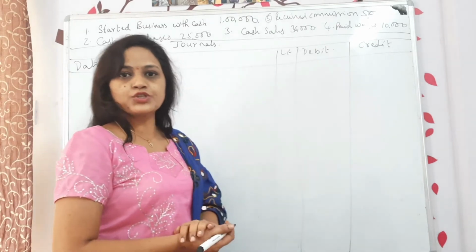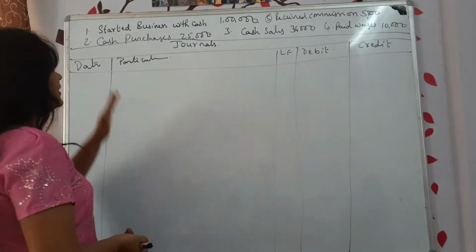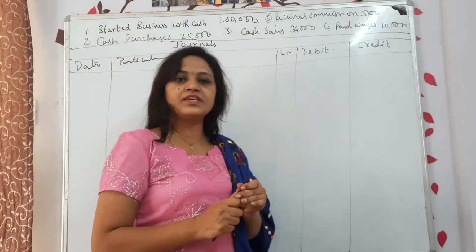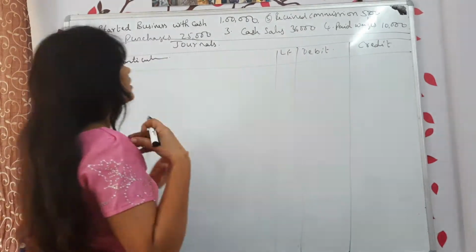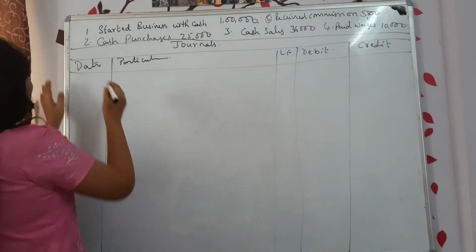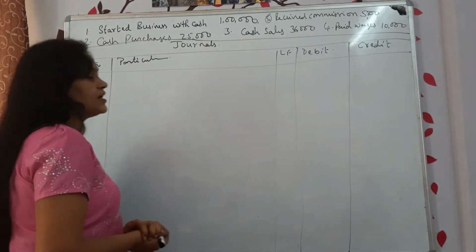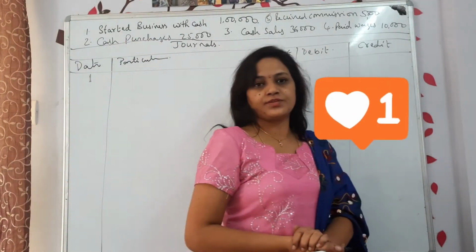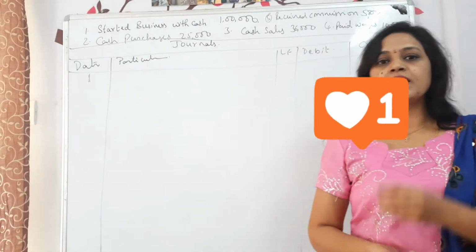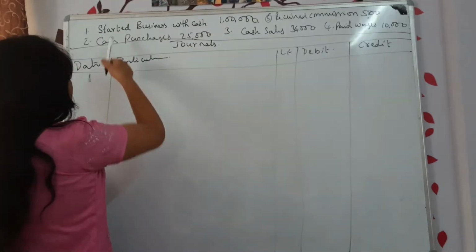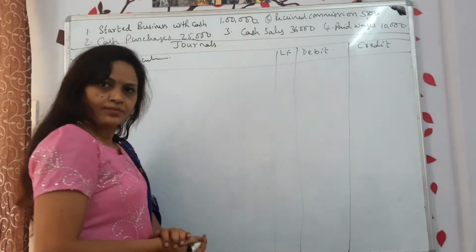Got it? Understood? Now, here I have given you 5 transactions. Let us write down the journals for these 5 transactions. First, instead of date, I am writing transaction 1. Started business with cash. So now let's see what all the accounts involved in this are.